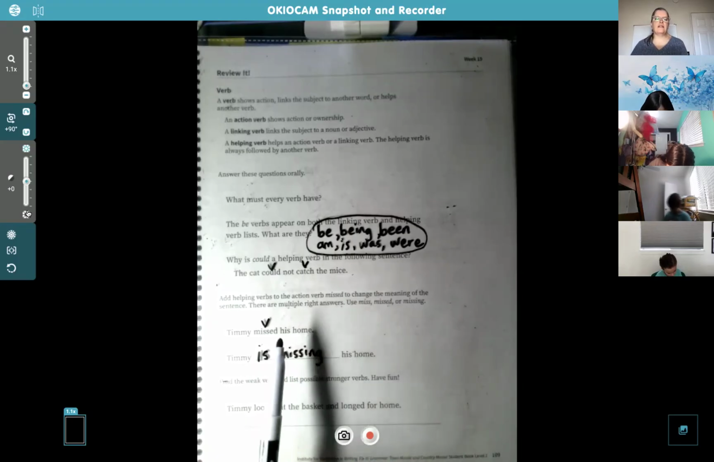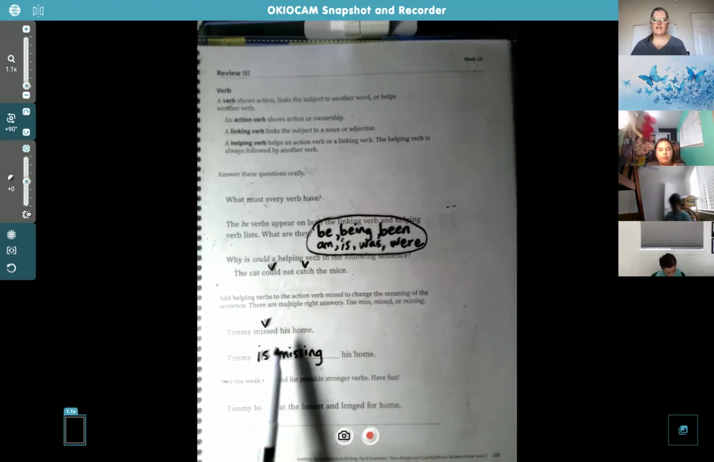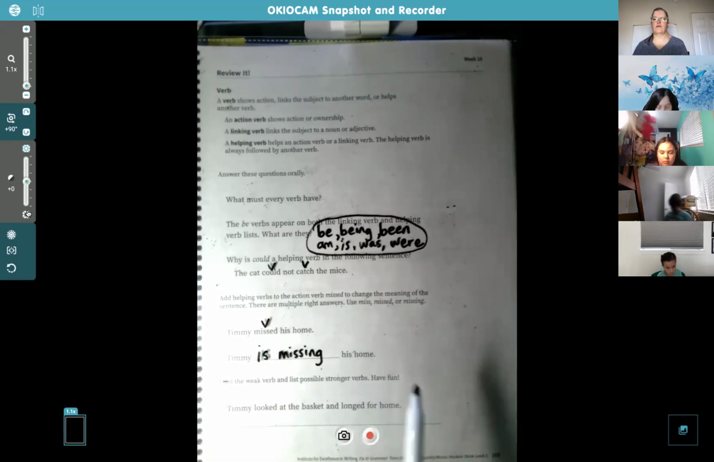And remember, ed is past tense. So we changed the meaning of the sentence by changing it from past tense to present tense. Because now Timmy is missing his home. It's happening right now, so it's present tense.